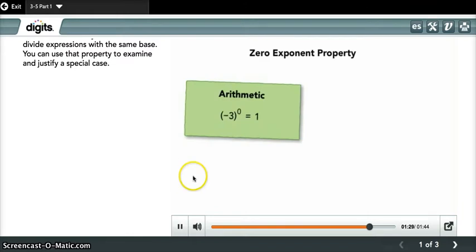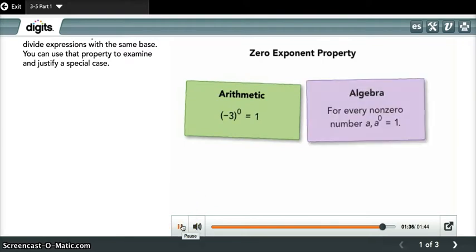In the arithmetic example, negative 3 to the power of 0 equals 1. For every non-zero number a, a to the power of 0 equals 1.